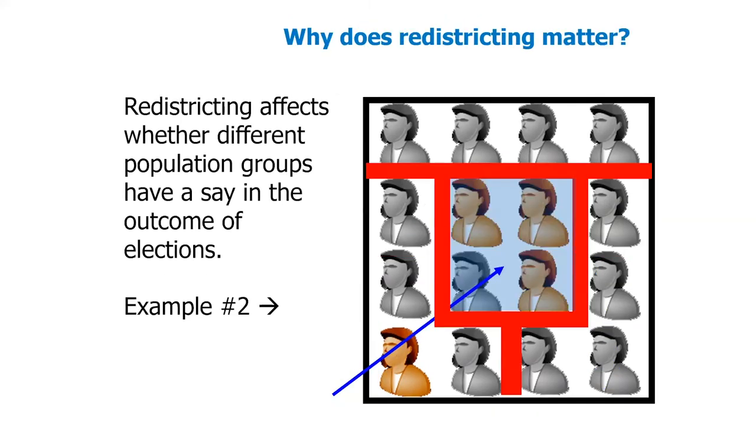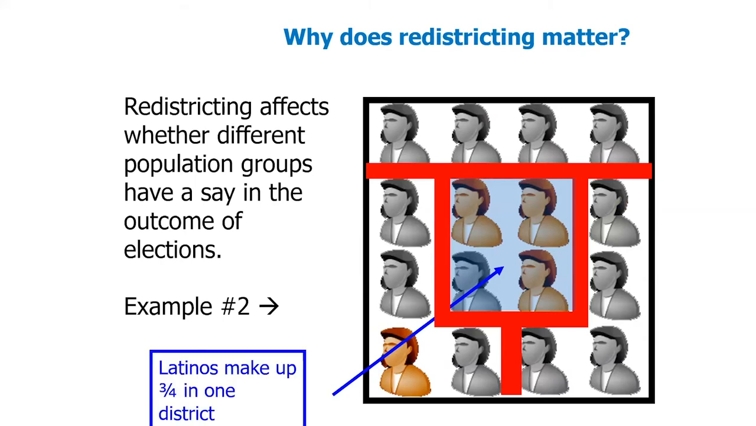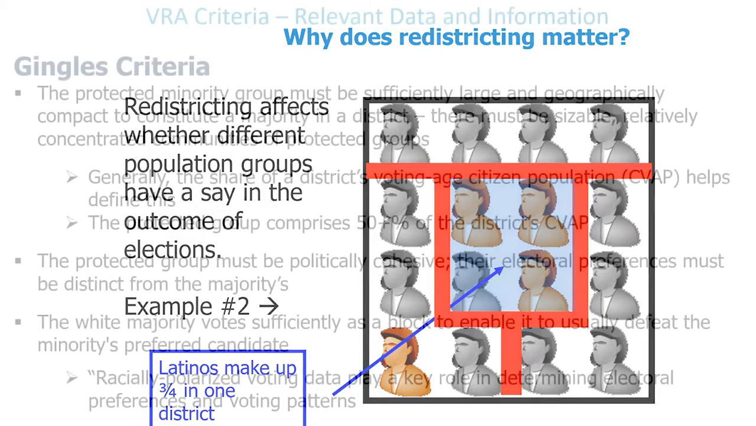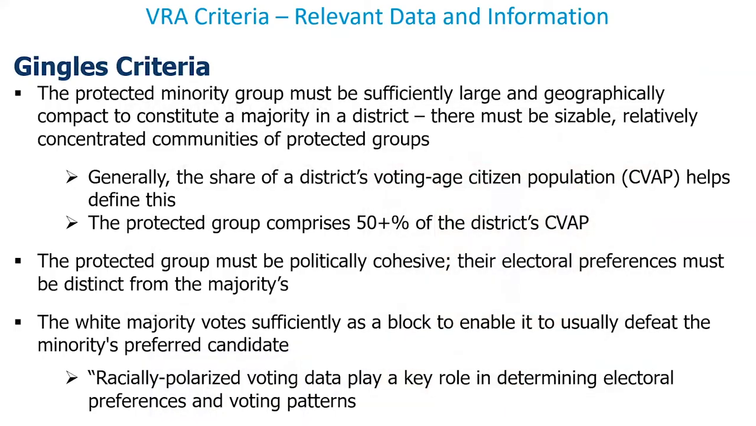However, you see if you just draw the district lines this way, Latinos have enough presence to determine the outcome of what the elections are going to be, enough of a strong voice to determine the outcomes of those elections. So line drawing matters. Michael had referred to the Gingles criteria. And basically what you're looking for if you're trying to determine if there's a violation or compliance, as Michael had mentioned, is that the protected group has to be both large and geographically compact.